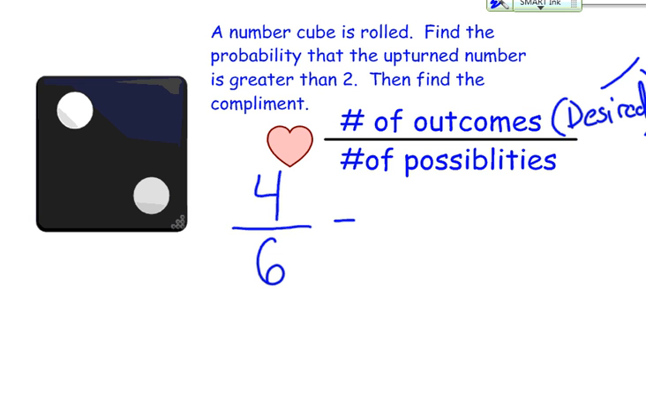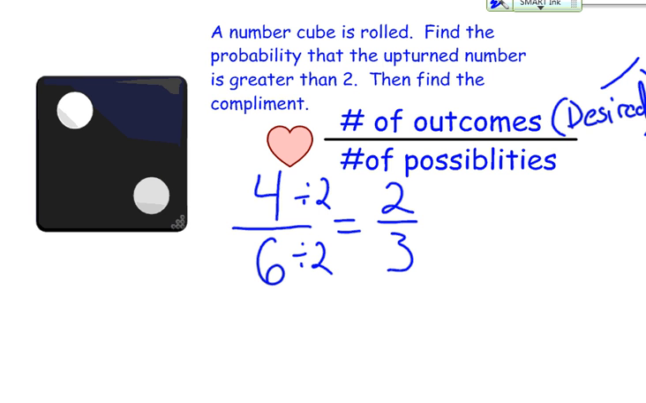Now, of course, this is a fraction, and it can be reduced to 2/3. So we can divide by 2. Divide by 2. So we have a 2 out of 3 chance to get a number that is greater than 2. In other words, a 4 out of 6.